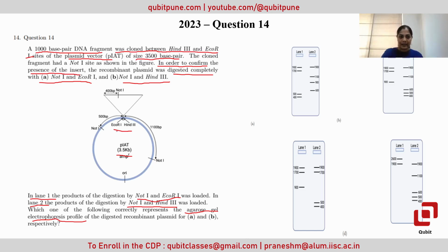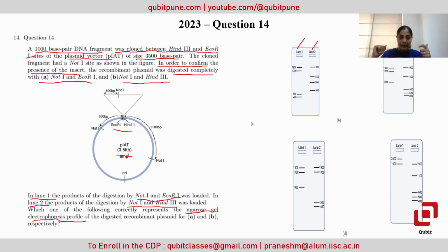So the first lane will be the plasmid first digested with NotI and EcoRI, and then the DNA sample loaded in lane one. And second, the plasmid is digested with NotI and HindIII, and then loaded in lane 2, and the patterns were checked.